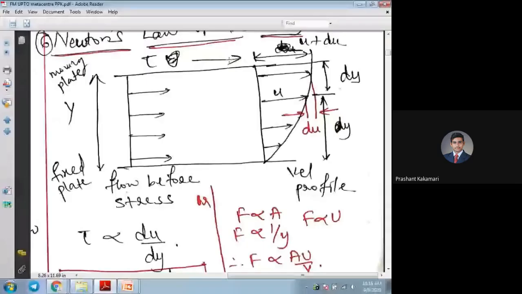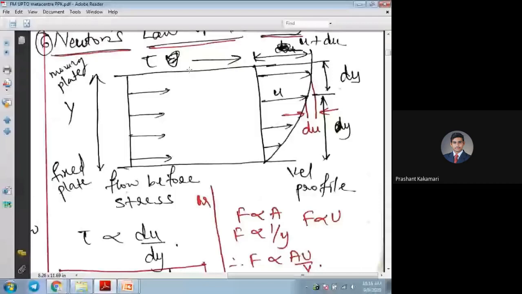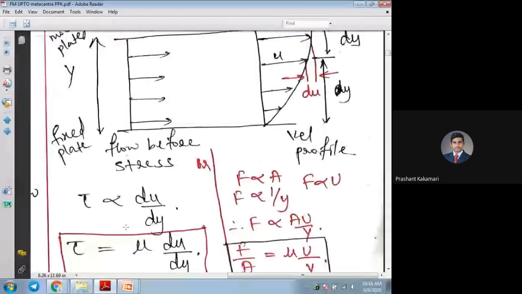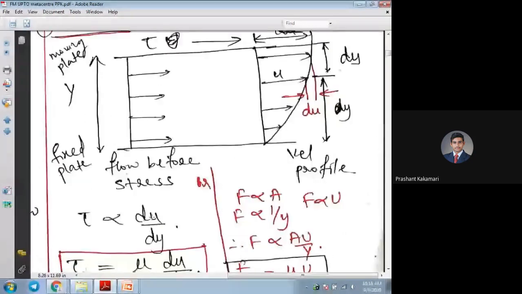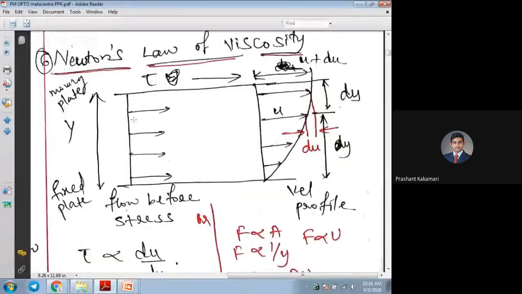We are taking this shear stress because of the top movable part. So this shear stress is proportional to the contact area, and that can be written as a proportionality: it is proportional to velocity, and it is inversely proportional to distance y. As I told you, as you go on increasing this y, the force required to move the plate will be less.